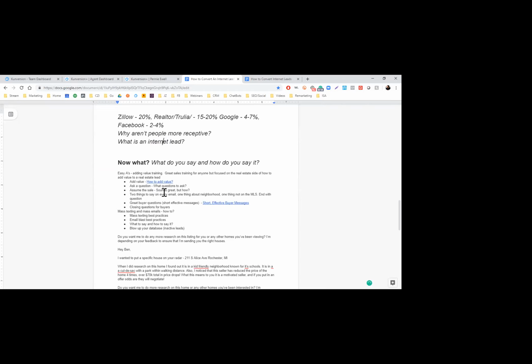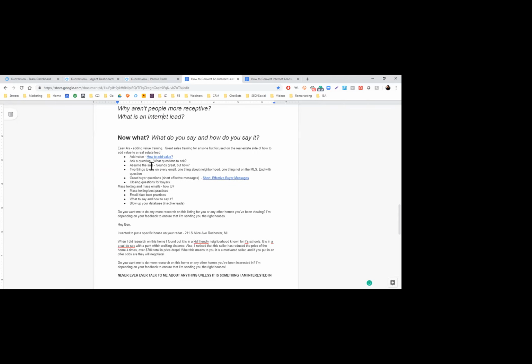So some principles that I've been teaching over the years are what I call the easy A's method. So it's basically 3 A's. The first one is add value. The second one is ask a question. And the third one is assume the sale. Now I'm going to send you guys this document. So if you want to take notes, feel free, but I'm also going to send this over to you via email. So let's talk about this.